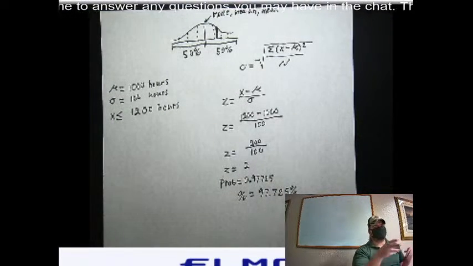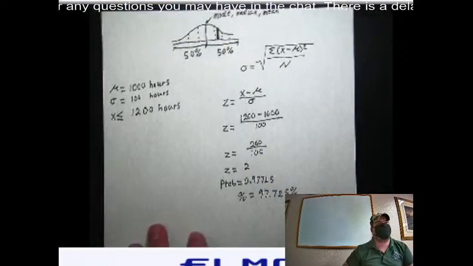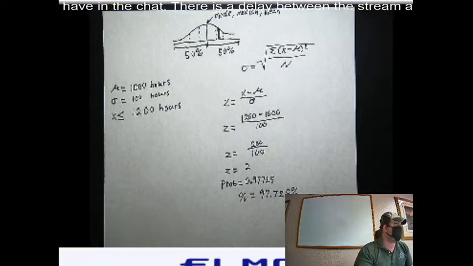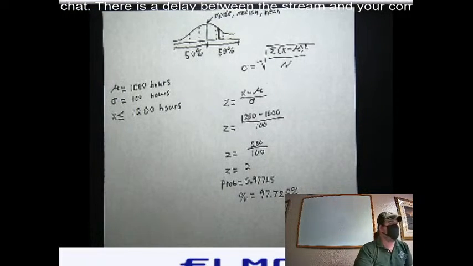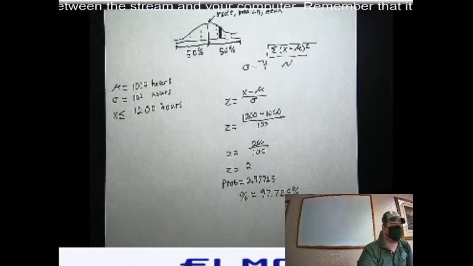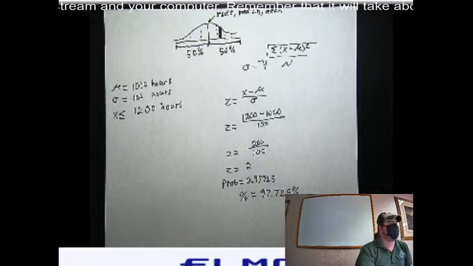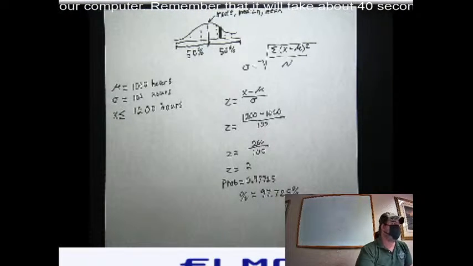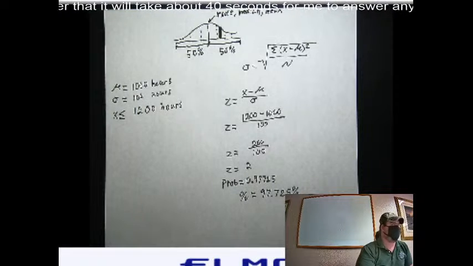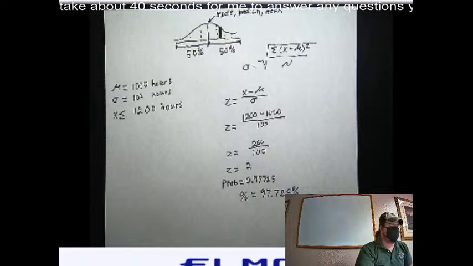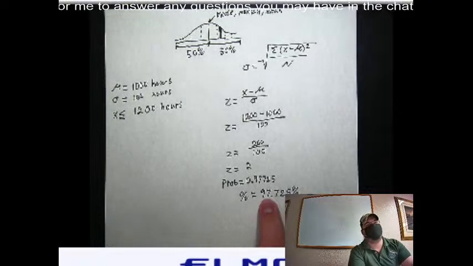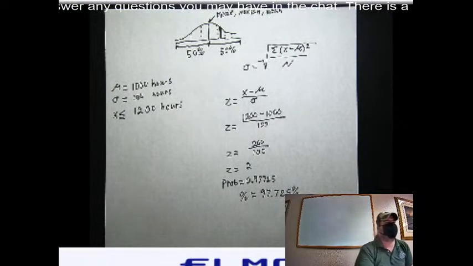So 97 or almost 98% of the time that we choose a light bulb at random from this assembly line, it's going to have a life of at least 1,200 hours. Is it guaranteed? No. We might choose one that is more than 1,200 hours. However, the probability tells us that if we choose it at random, we're likely to find one that is at least 1,200 hours.